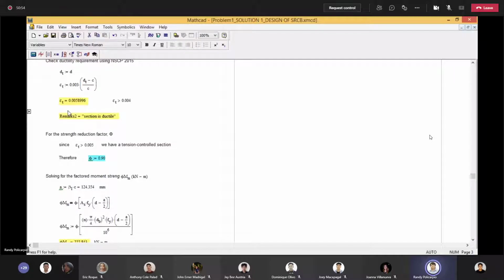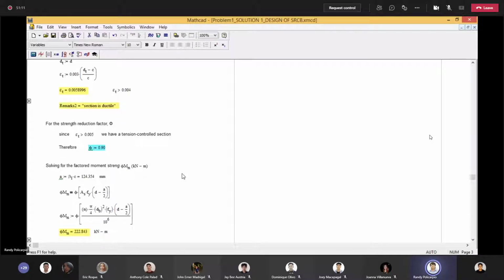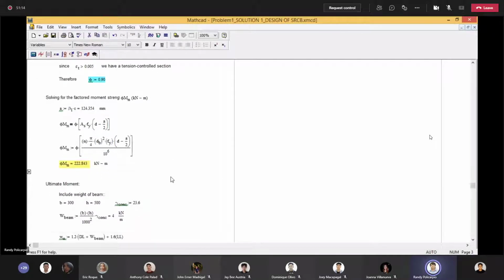Okay, so after knowing that our design is ductile, we may now solve our strength reduction factor. And it shows here that epsilon t is greater than 0.005. Therefore, our section is tension control. So we have a tension control section. So our phi now is 0.90. Okay. We may now solve phi Mn, and it is equal to 222.84 kilonewton meter.